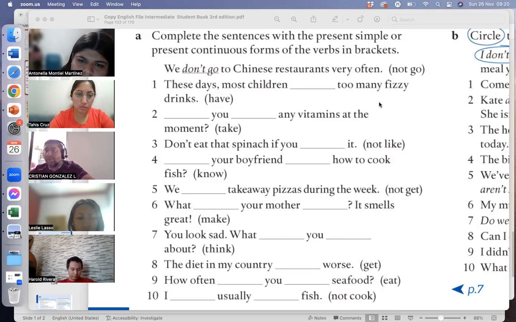For those who join a bit later, we're doing activity A on the screen, and it's also sent to our WhatsApp group. We have to select present simple or present continuous from the words in brackets. Don't rewrite the sentences, just write down number one, what the word is, and which rule you applied. Why did you select present simple, or why did you select present continuous?